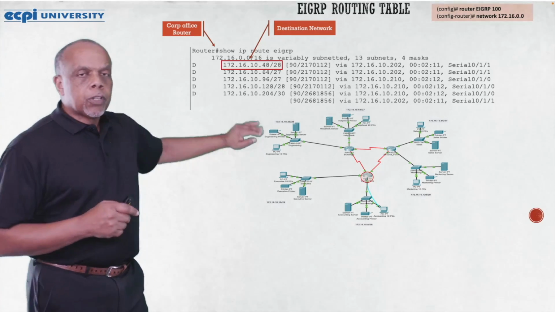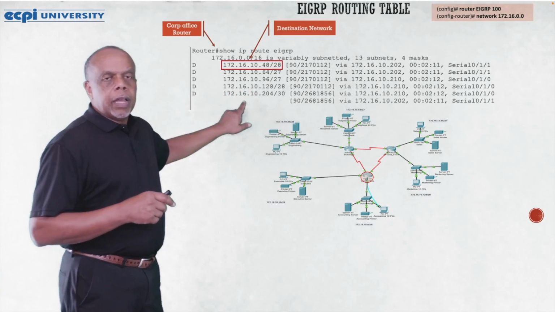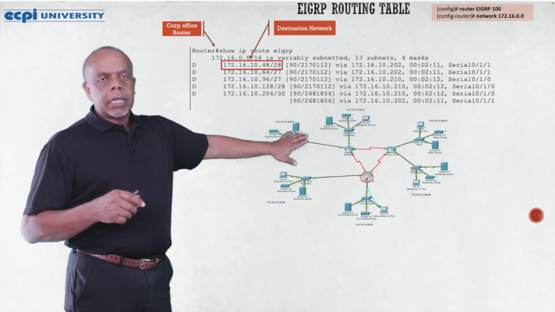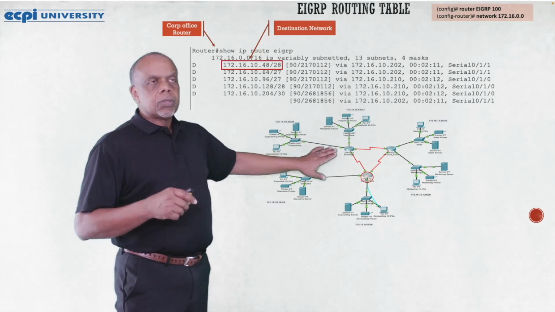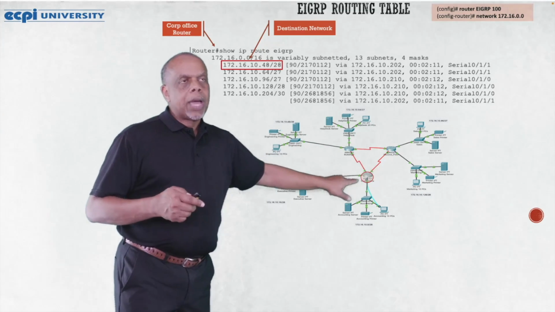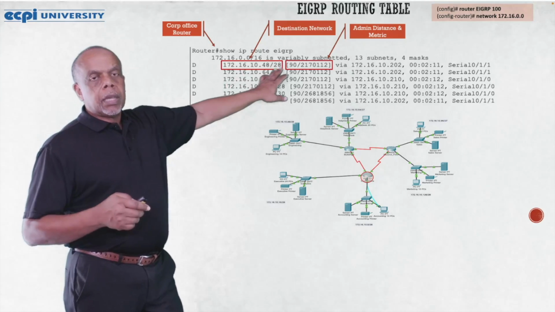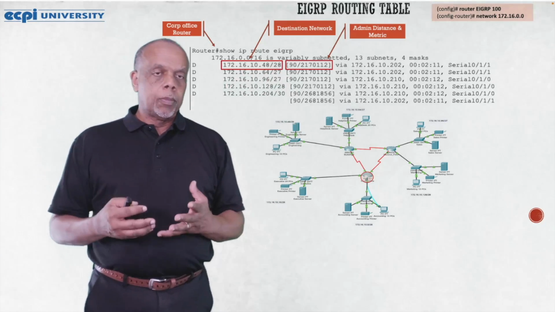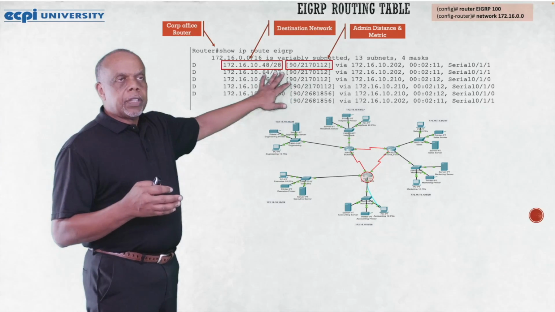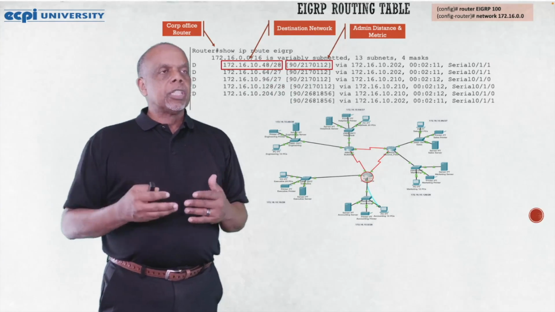Okay, this first part is the destination network, meaning if I want to get to this network right here, which is the 48 network, this tells me how to get there from this router's perspective. So that is the destination network. Remember I talked about how it could determine the administrative distance and the metrics? That's what that is. The administrative distance is 90. The metric is how well, or the congestion level.